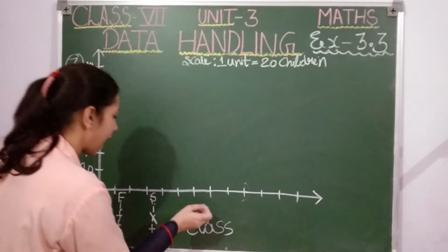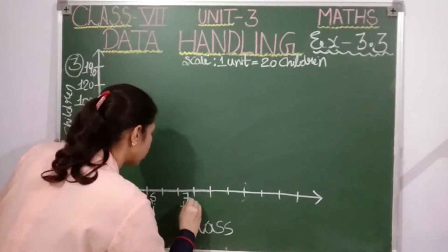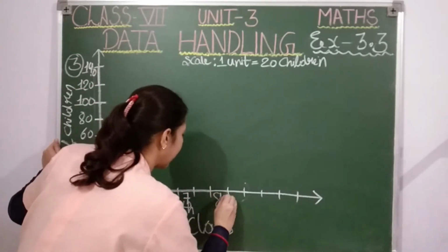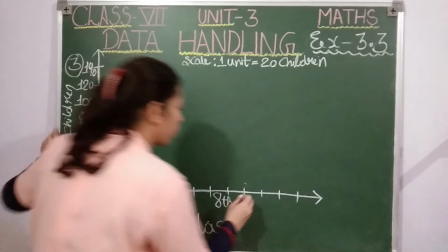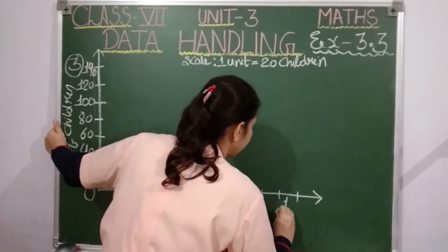Again leave a gap and then again write 7th. No space, students, so I have written it like this, so it is 7th. Again I will leave one box, then I will write 8th. Again I leave a box and then I'll write 9th. Again I leave a box and I'll write 10th.